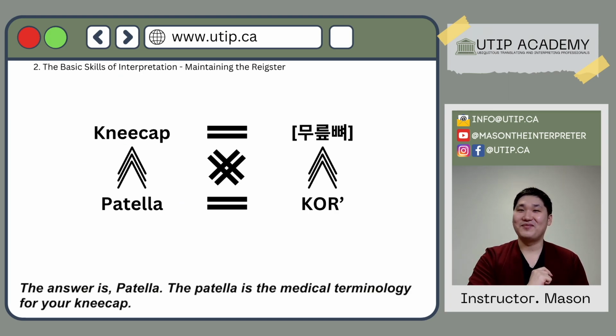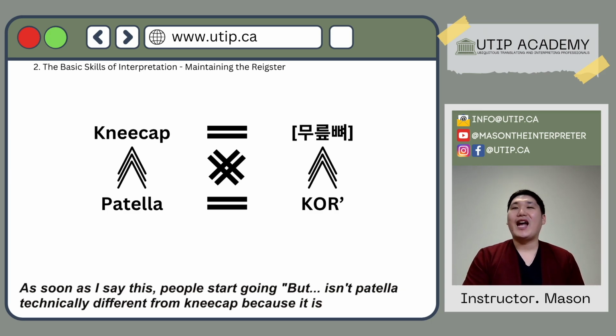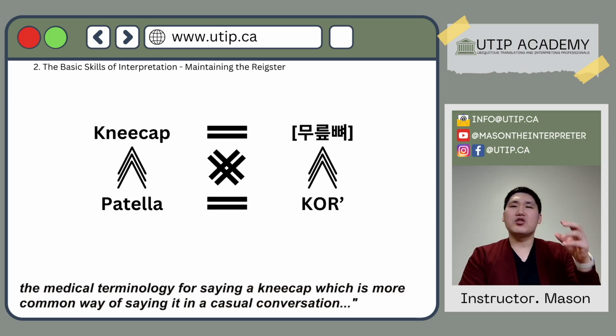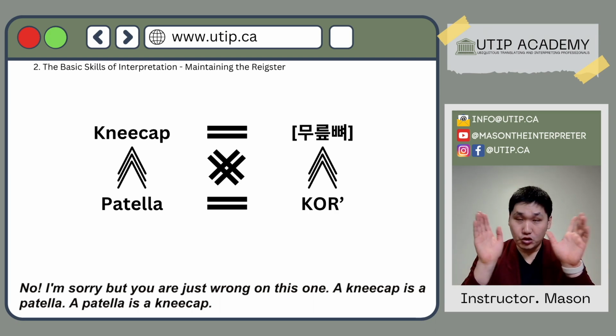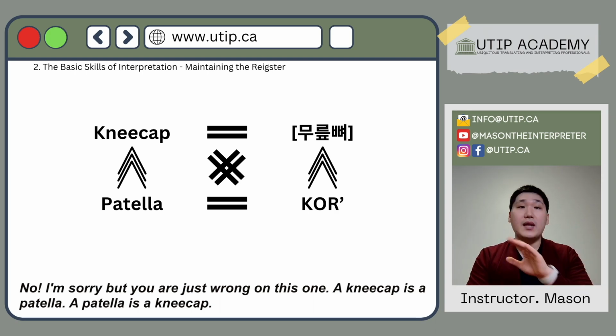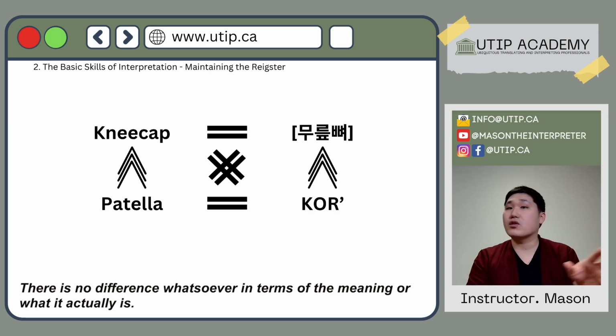The answer is patella. The patella is the medical terminology for your kneecap. As soon as I say this, people start going, but isn't patella technically different from kneecap because it is the medical terminology for saying kneecap, which is a more common way of saying it in a casual conversation, blah, blah, blah. No. I'm sorry, but you are just wrong on this one. A kneecap is a patella. A patella is a kneecap. There is no difference whatsoever in terms of the meaning or what it actually is.